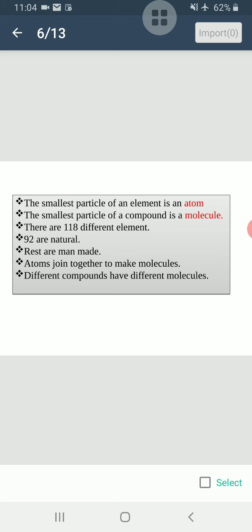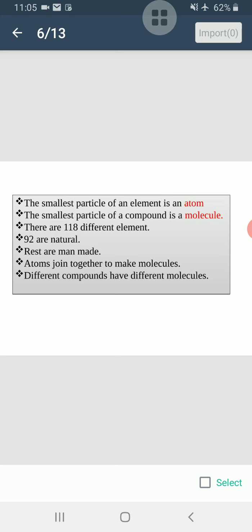Sugar, chalk, vinegar, salt and water are all compounds. Their molecules are different from each other. This difference in the molecule is the reason why salt is salty and sugar is sweet.